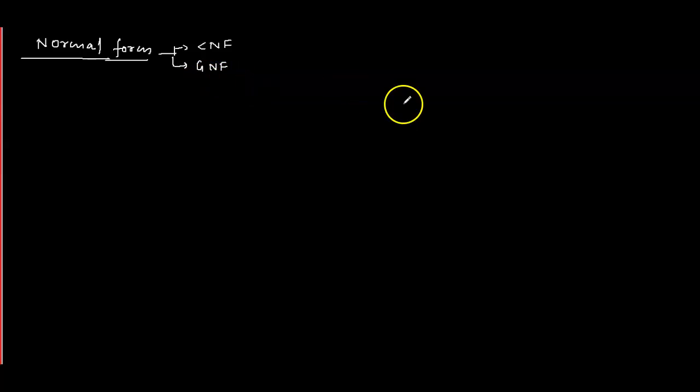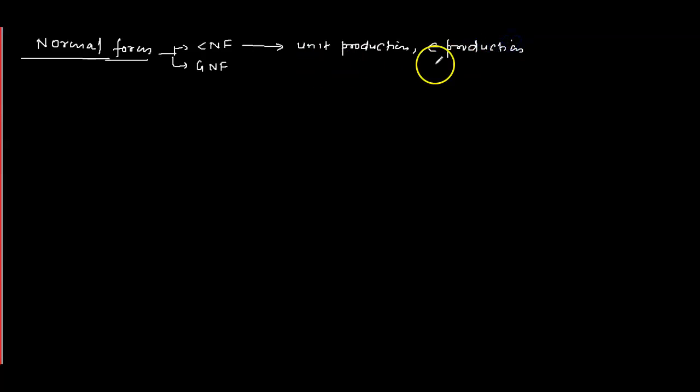Normal form and Greibach normal form. For the CNF, we first have to ensure that there are no unit productions and no epsilon productions. If these two are there, you first have to remove the unit productions and epsilon productions, then convert to CNF. Okay, and GNF we'll see later.